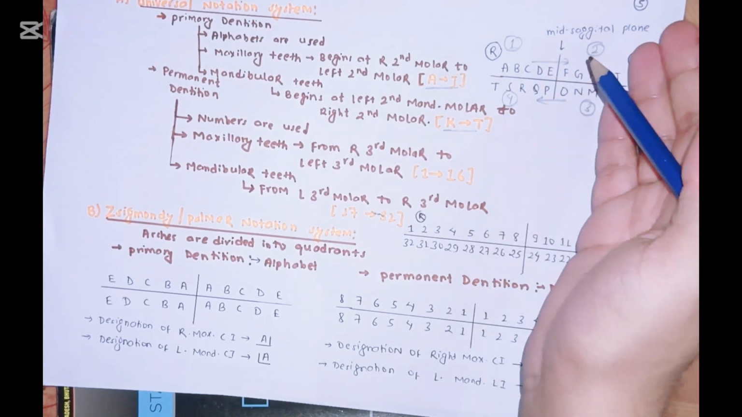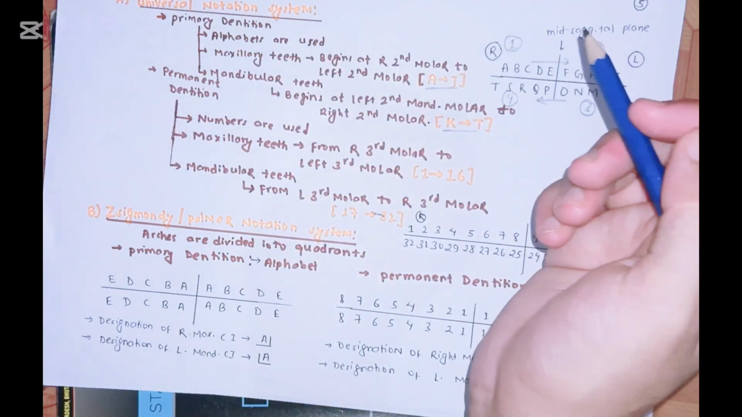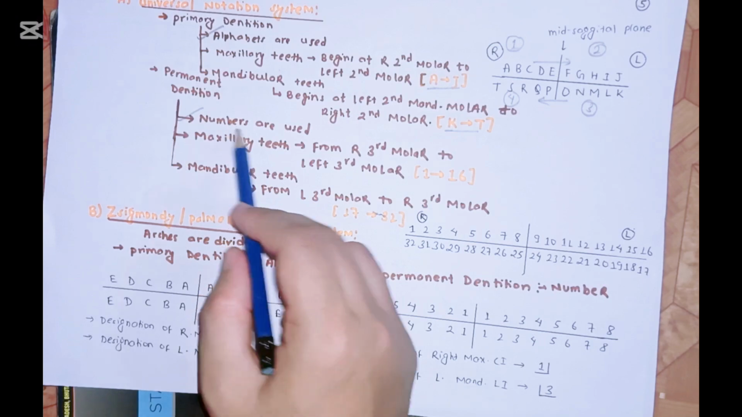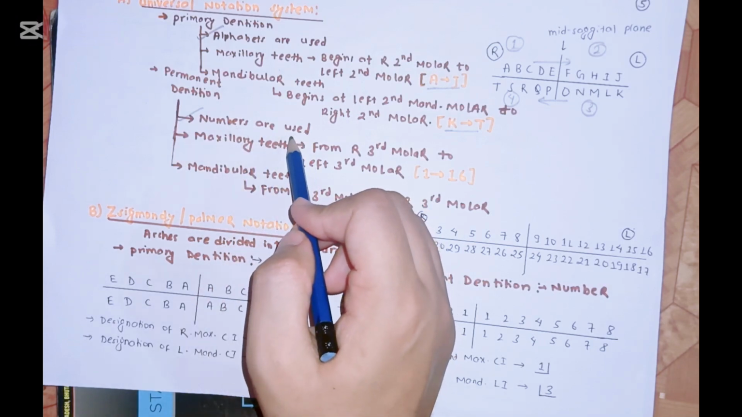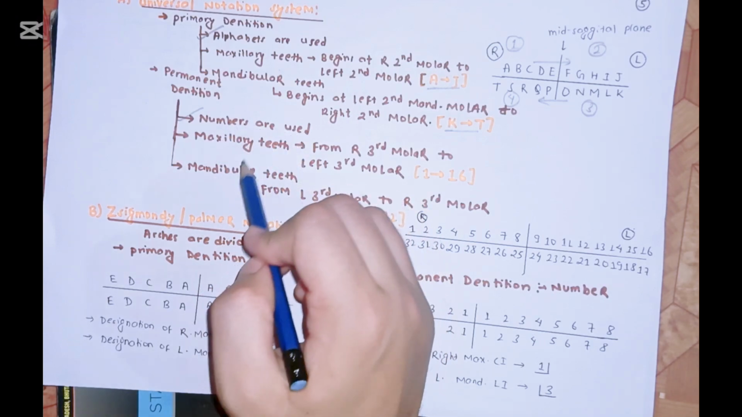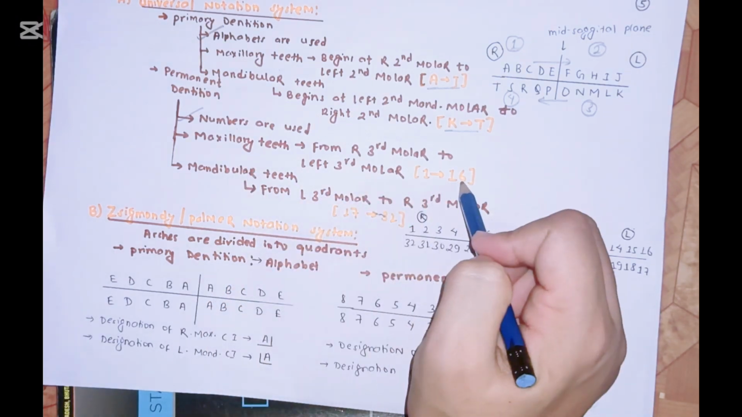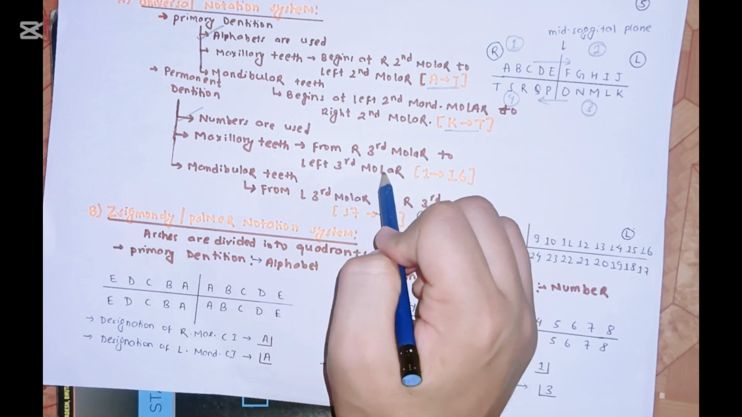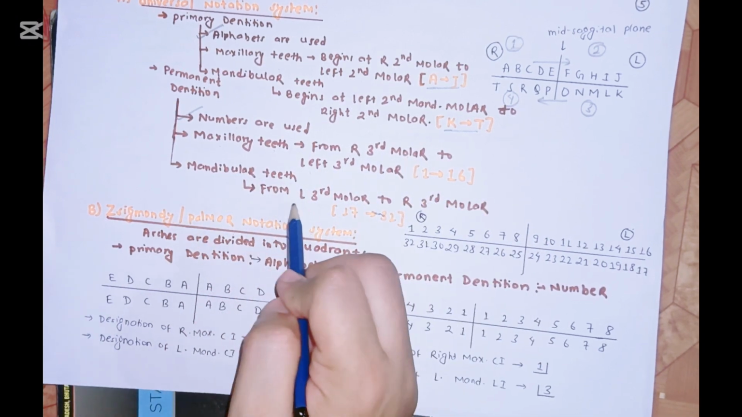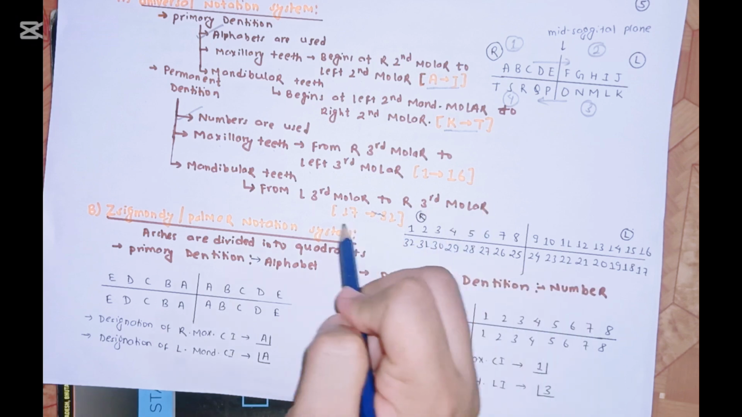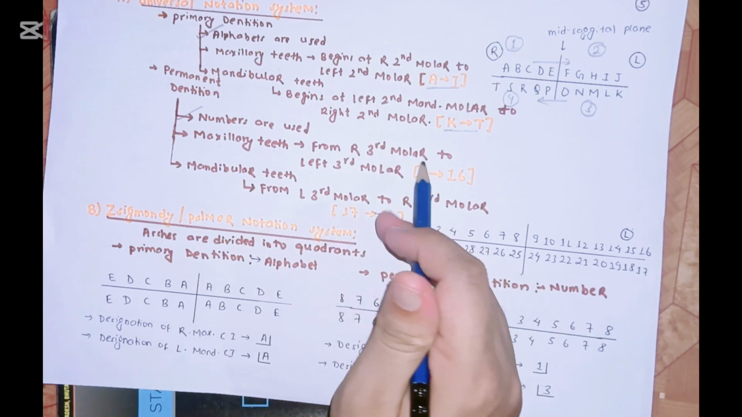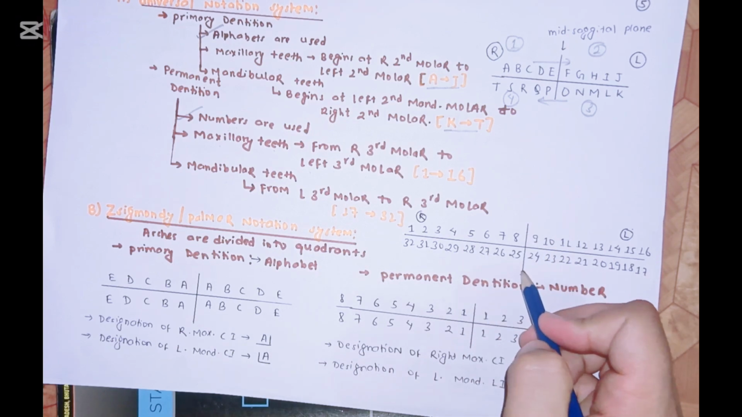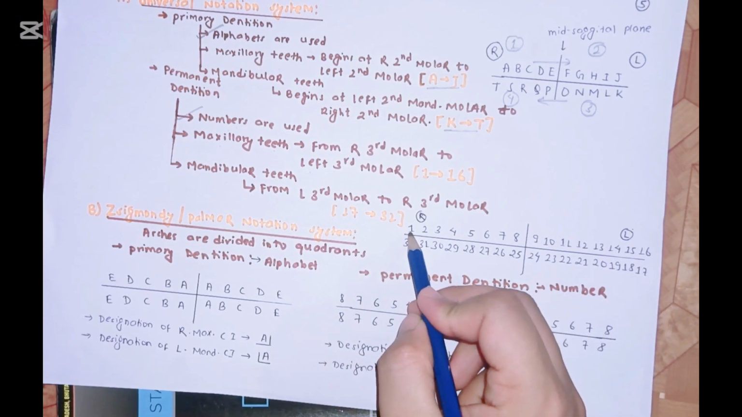Similarly, now we go to the permanent dentition. The thing we should remember here is that numbers are used in this dentition. We have 1 to 16 designated for the maxillary teeth, from the right third molar to the left third molar. Similarly, the mandibular teeth, from the left third molar to the right third molar, are designated 17 to 32. It is simple to understand. As we can see in the figure, this is the mid-sagittal plane, and we are starting with the right third molar.